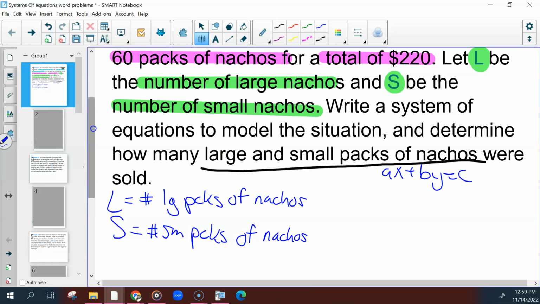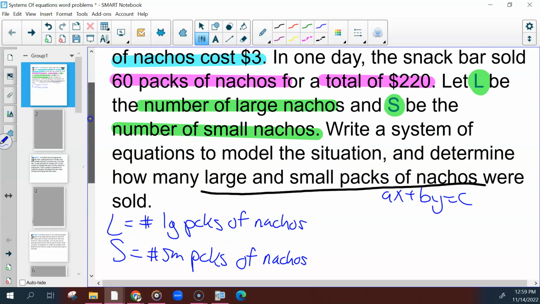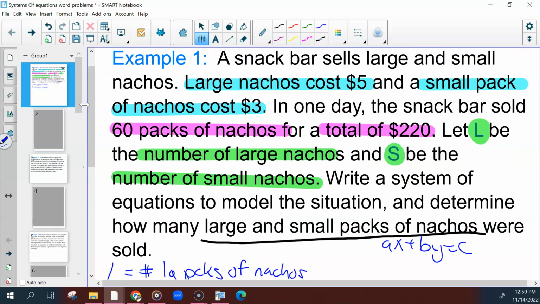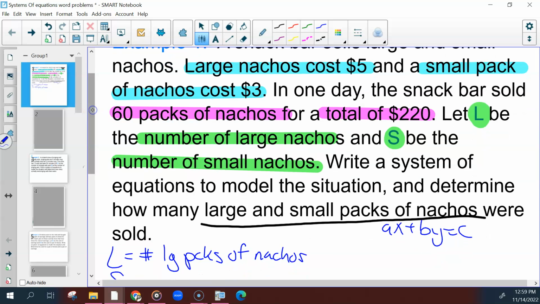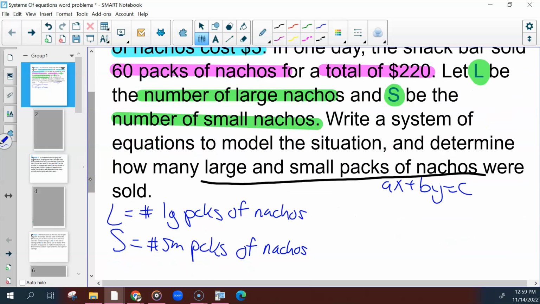Instead of x and y, we're going to use our variables that they gave us, L and S. And as I said before, your A and B are usually given. So if you look here, your A and B are given, the 5 and the 3. How do we think we would write that into an equation? Using the A and the B from up here, the L and the S, and then some C. Josie?